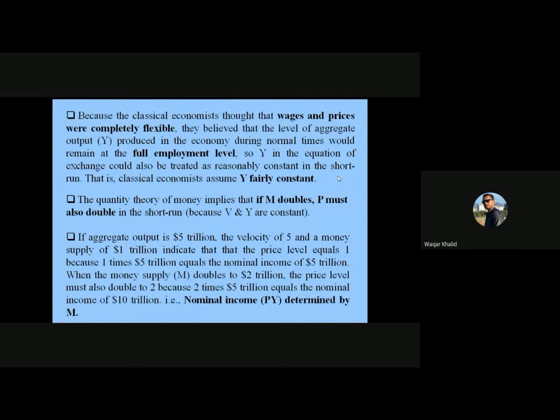The classical economists thought that wages and prices are completely flexible. So if there are ups and downs in wages and prices, the free market forces will automatically clear the market. They believe that the level of aggregate output produced in the economy during normal times would remain at the full employment level. So Y in the equation of exchange could also be treated as reasonably constant in the short run. That is, classical economists assume Y is fairly constant. If the economy is producing at the full employment level, it means that Y in the equation of exchange could be treated as reasonably constant in the short run.